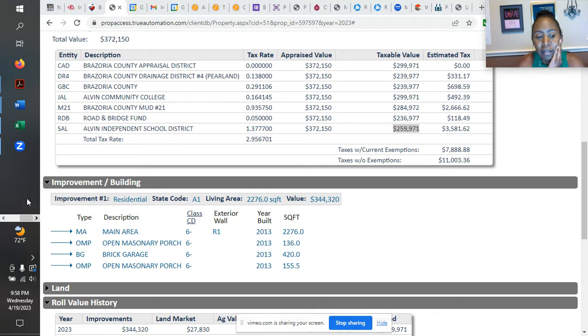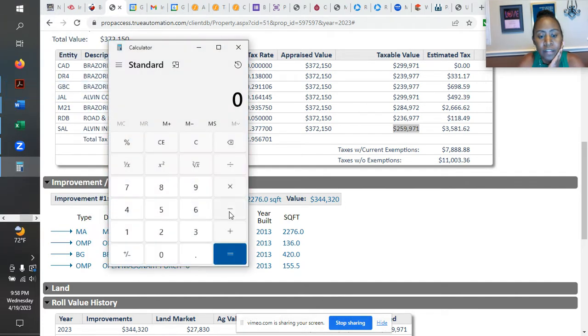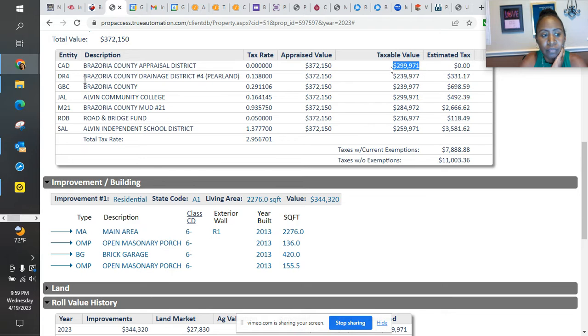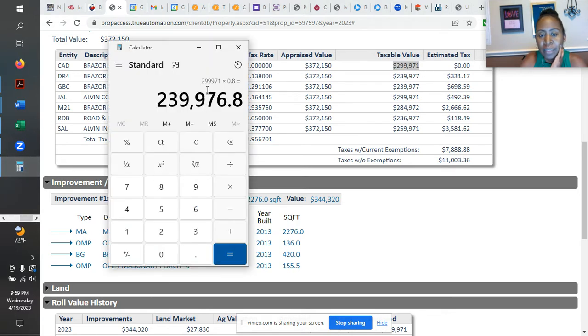So pulling up our calculator again, we'll notice that most of the entities give a 20% tax break. So $299,971. A 20% tax break means that the tax value is 80%. So you're paying taxes on 80% of the taxable value. So going back to our calculator, we see that the 80% number is where that $239,977 comes from.